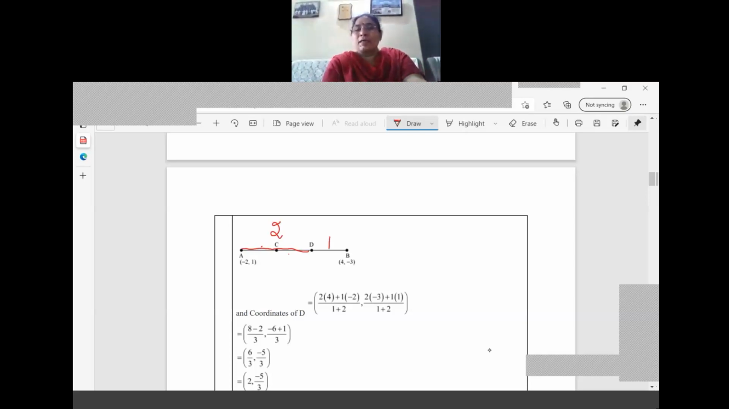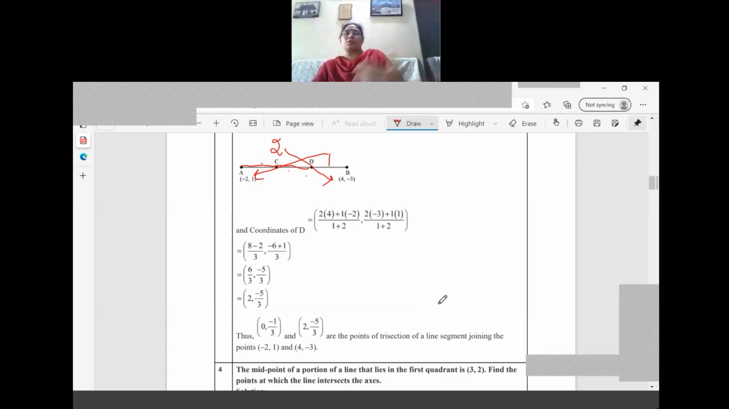One more method, that D is the midpoint for C and B also. In that way also we can do like that. So coordinate of D, how we can calculate? 2 into far away coordinate 4, and 1 into minus 2 divided by 1 plus 2. Similarly, 2 into minus 3 plus 1 divided by 1 plus 2 only. So after the simplification, I think there is no need to explain how to do the simplification. What are the answers? First we got C, that answer is 0 comma minus 1 by 3, and D 2 comma minus 5 by 3 only.